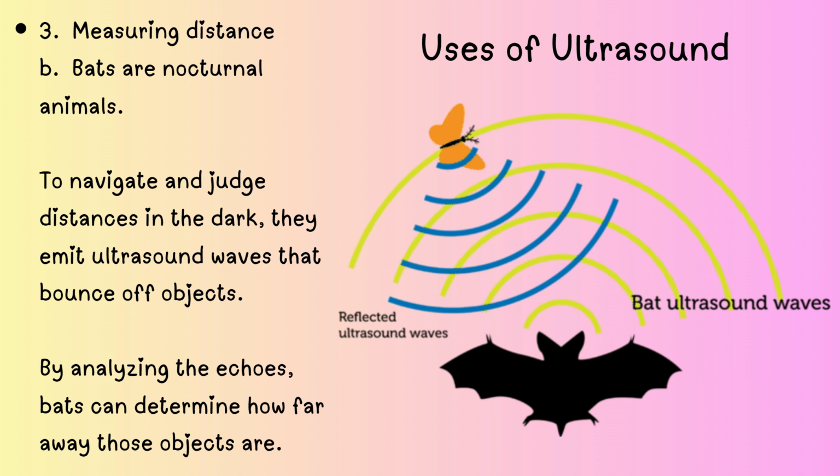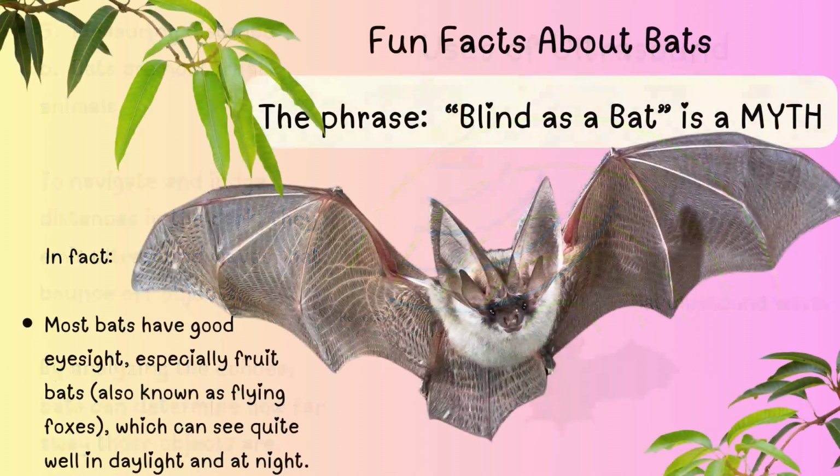B. Bats are nocturnal creatures. To navigate and judge distances in the dark, they emit ultrasound waves that bounce off objects. By analyzing the echoes, bats can determine how far away these objects are.